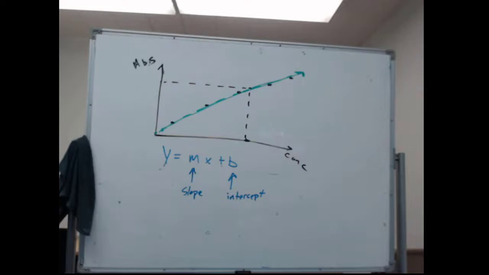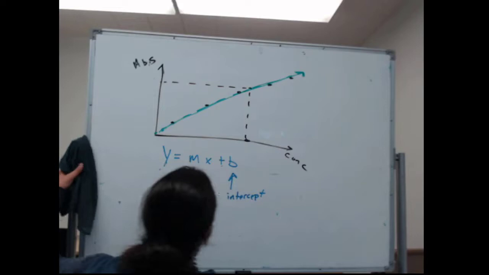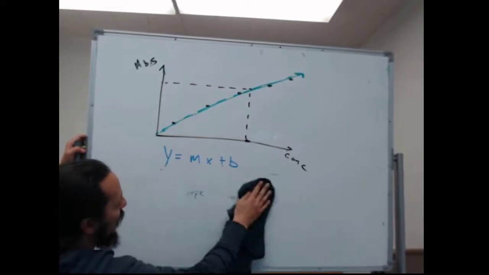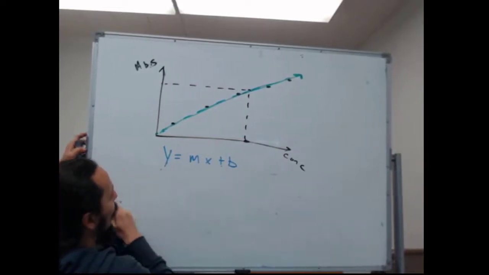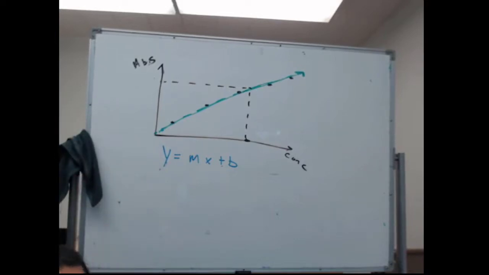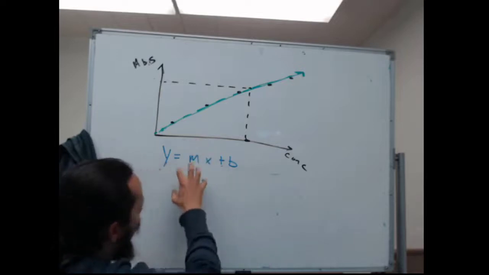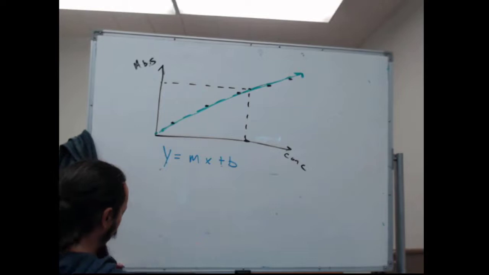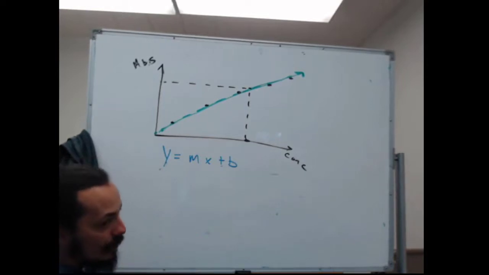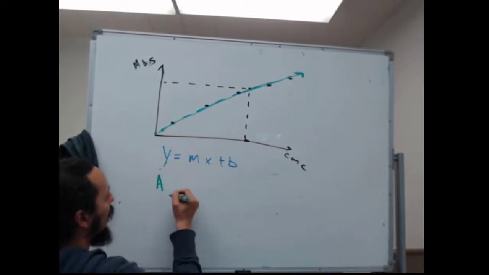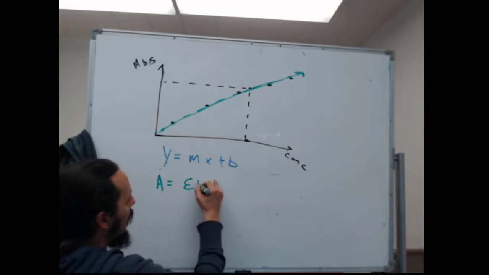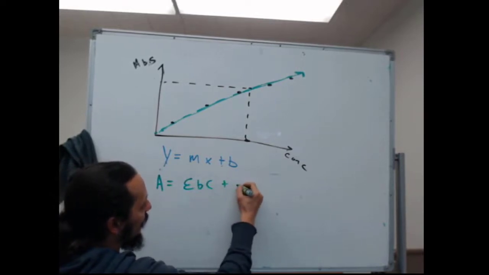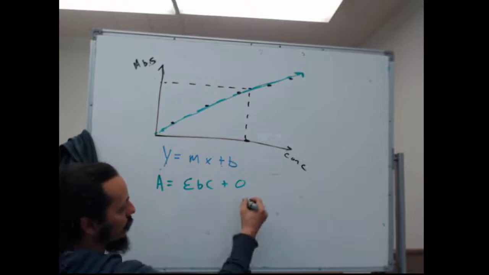One of the things that's most important about this equation, and the reason that this works, is this connection between our mathematical understanding and our chemical understanding. So what we're doing is mapping our mathematical understanding, y equals mx plus b, our y-axis and our x-axis, to our chemical understanding in terms of Beer's law, A equals epsilon bc plus approximately 0.